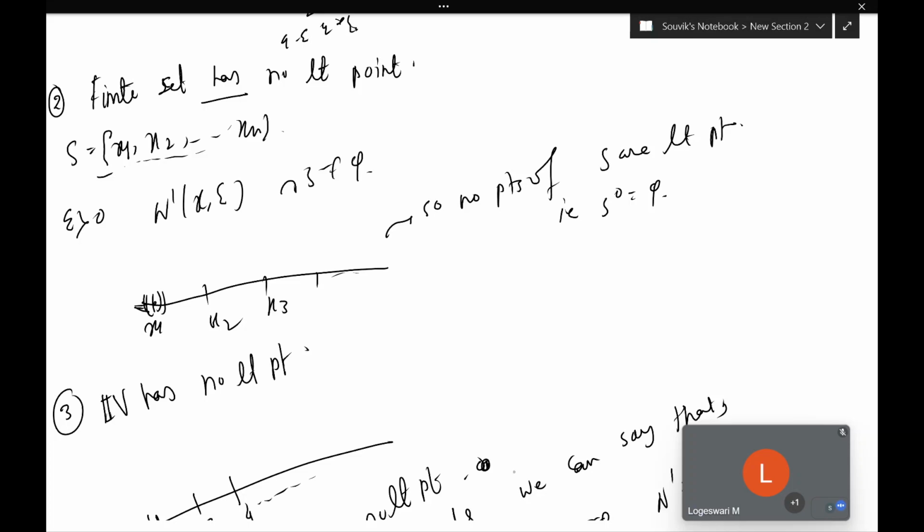We have to check any arbitrary point, and we take a particular epsilon neighborhood around that point so that the intersection is empty. Since {x1, ..., xn} is a finite set, obviously all points are discrete. So if we consider a small enough neighborhood of x2, we observe that this neighborhood does not contain any other point. So the punctured neighborhood of x with epsilon intersection with S is empty.